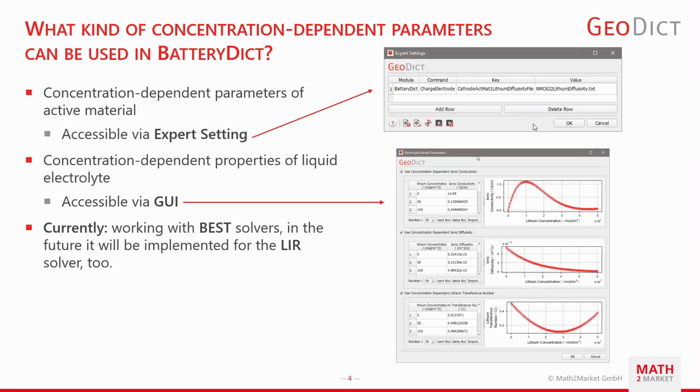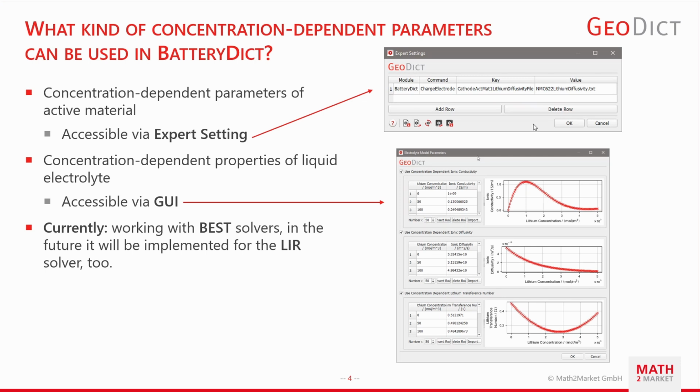And I want to show you now how you can set up a simulation with GeoDict 2025 using the lithium concentration-dependent parameters. And there are two different kinds of materials that have or can have lithium concentration-dependent parameters. First, there are the active materials. And for the active materials, the lithium diffusivity and also the electronic conductivity can be depending on the lithium concentration inside of the active material. And you can set up this in the simulation by using an expert setting.